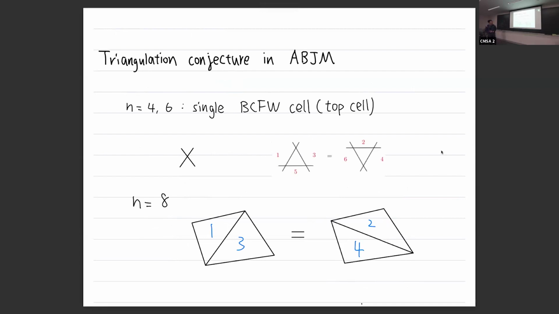So in ABJM, the geometry can also be triangulated by these BCFW cells. But in the 4-point and 6-point cases, there is only a single BCFW cell, which is the top cell. So there's no triangulation. The first triangulation example starts at the 8-point. There are two collections of BCFW cells that triangulate the geometry. One is cell 1, 3, and another is cell 2, 4.